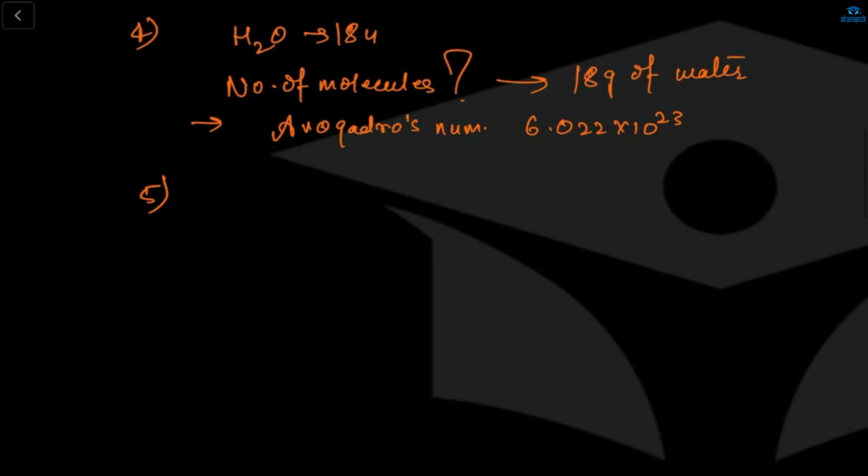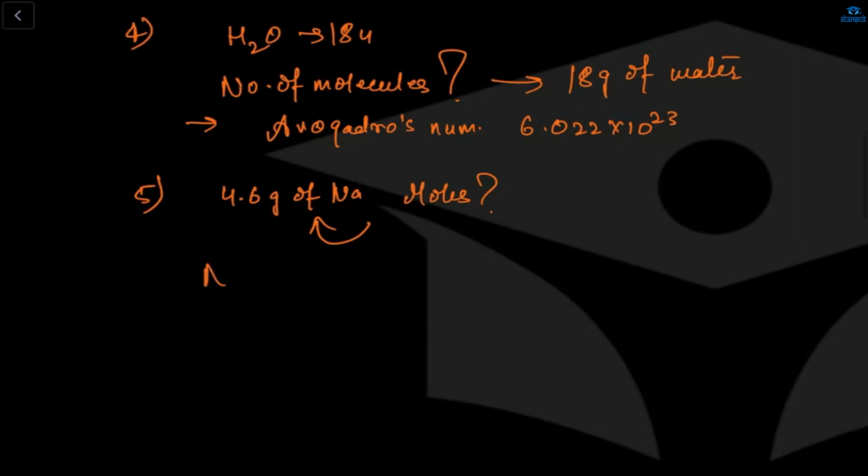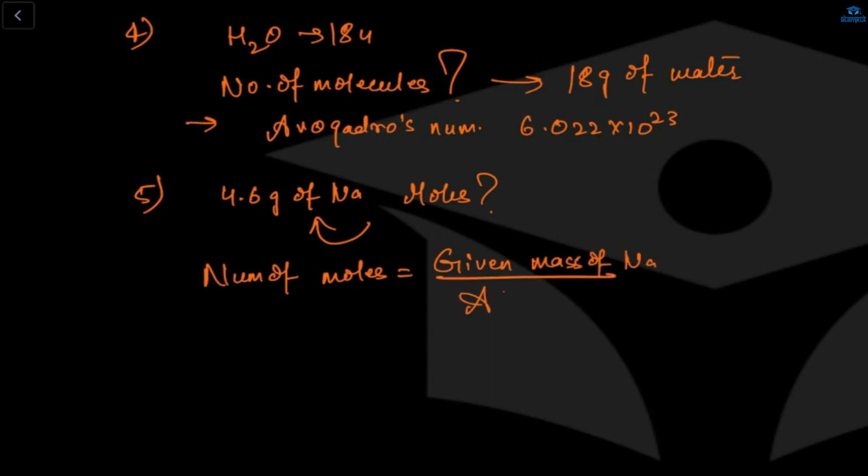So, how many moles are present in 4.6 gram of Na? How many moles are present in this much gram of Na? You have to write the formula first. The formula of number of moles. Number of moles is equal to what? Given mass upon molar mass. Given mass of Na divided by atomic mass of Na, right?